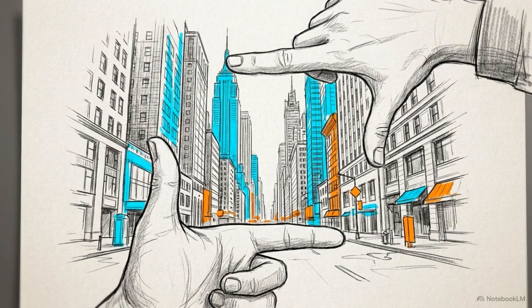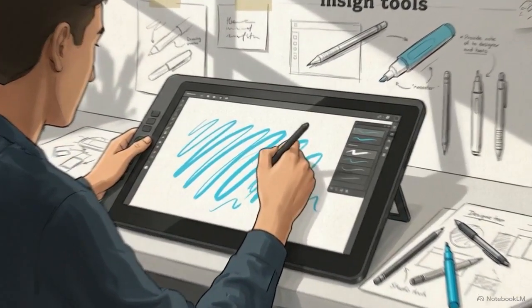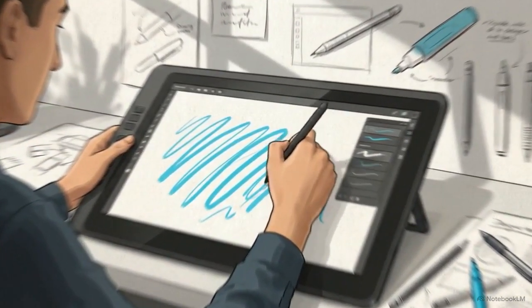You now have the framework to see the world through the eyes of a designer. By using lines, colors, contrast, and hierarchy, you can communicate bold ideas and shape how people see the world around them. Let's get to work.